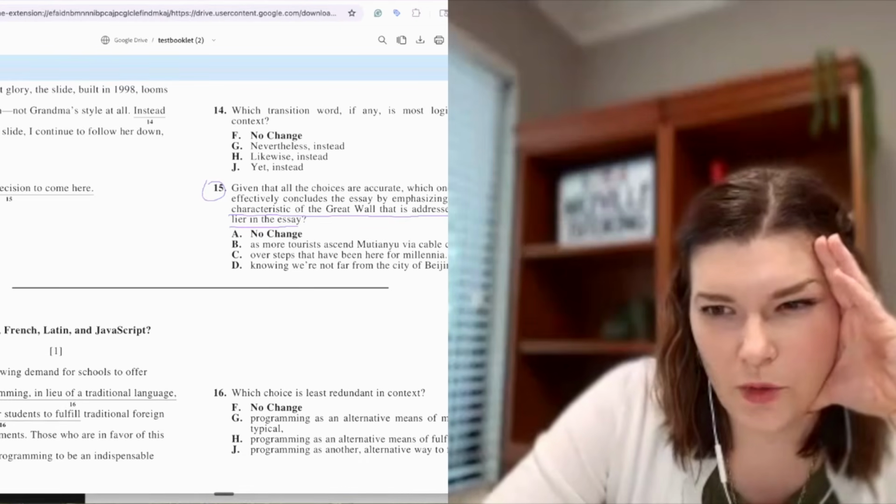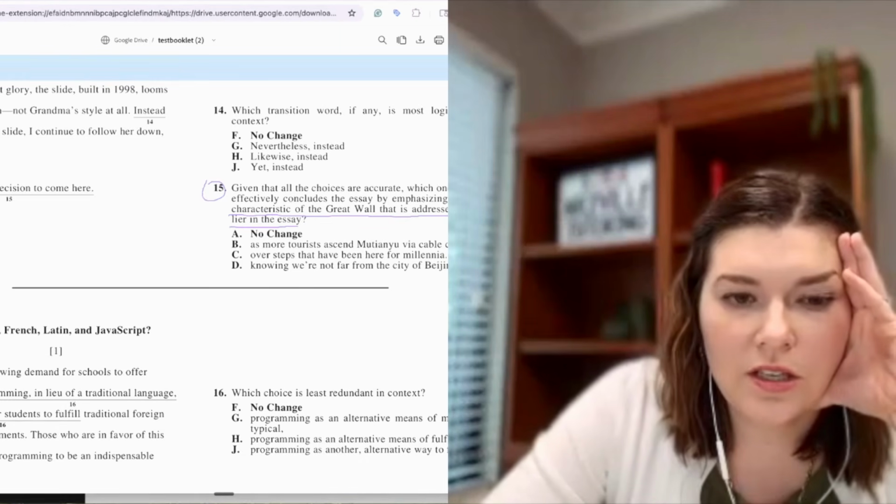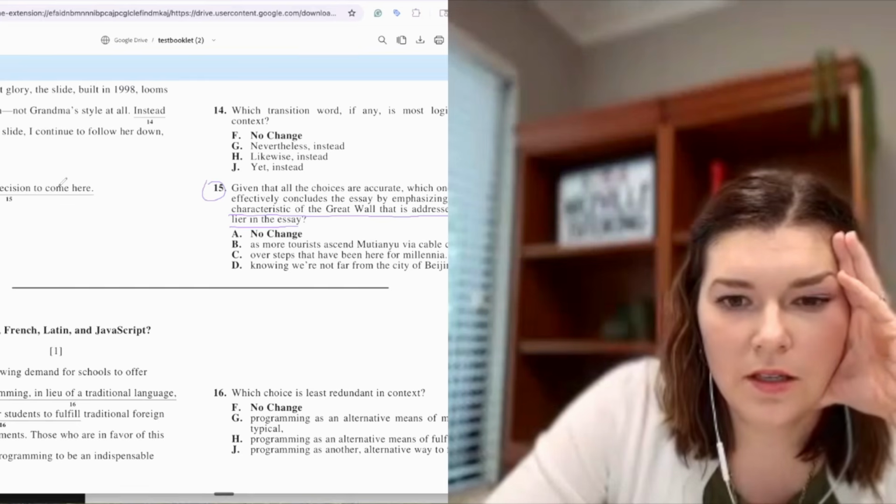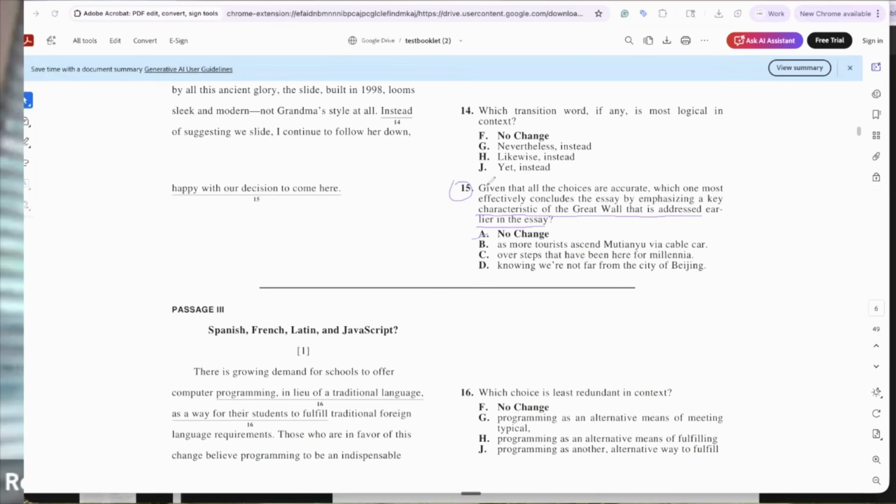So let's look at our options before we backtrack. On number 15, A says happy with our decision to come here. I was just saying you're happy. B, as more tourists ascend, in via cable car. Maybe. It's my favorite though. C, over steps that have been here for millennia, the characteristic, and then knowing we're not far from the city of Beijing. So if you just had to not look back at the essay at all, really the only characteristic is going to be C, which is the correct answer. Talking about the Great Wall, it's talking about proximity, and then as more tourists ascend, just via cable car.